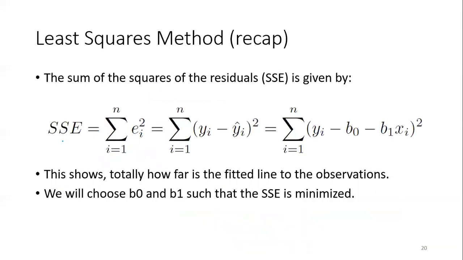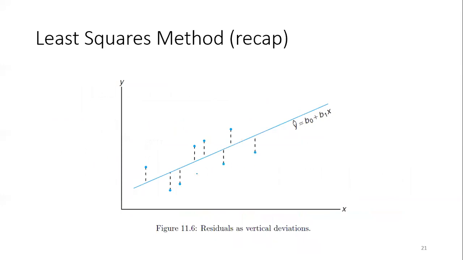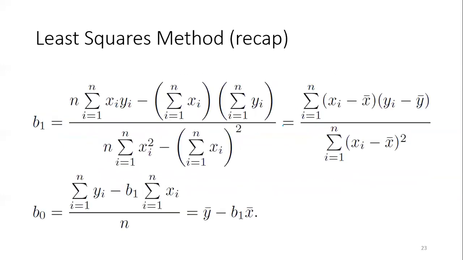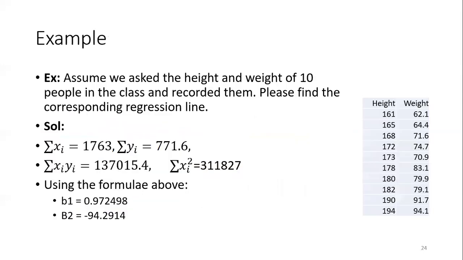So we will make an example. Just remember how we calculate b0 and b1 using the SSE. This was the error term, right? We just square it: yi minus yi hat, where instead of yi hat I write b0 plus b1 xi. So these are the residuals, the vertical deviations. I just take the partial derivatives to get these values. So this is my b1, and this is my b0. I don't expect you to memorize them.